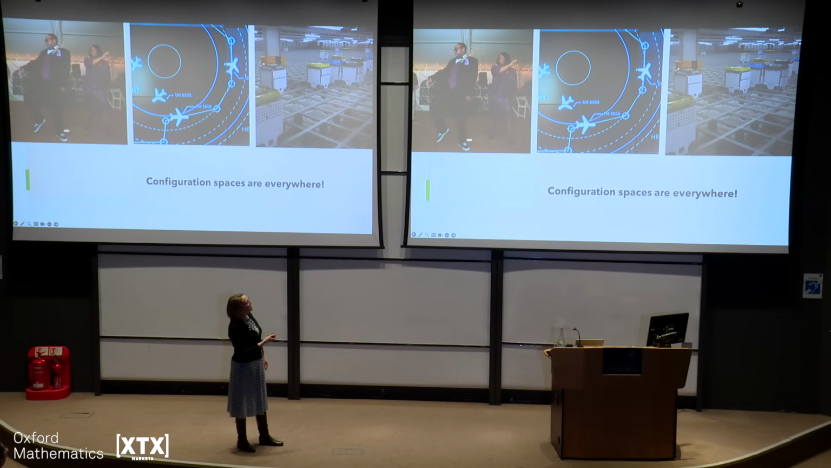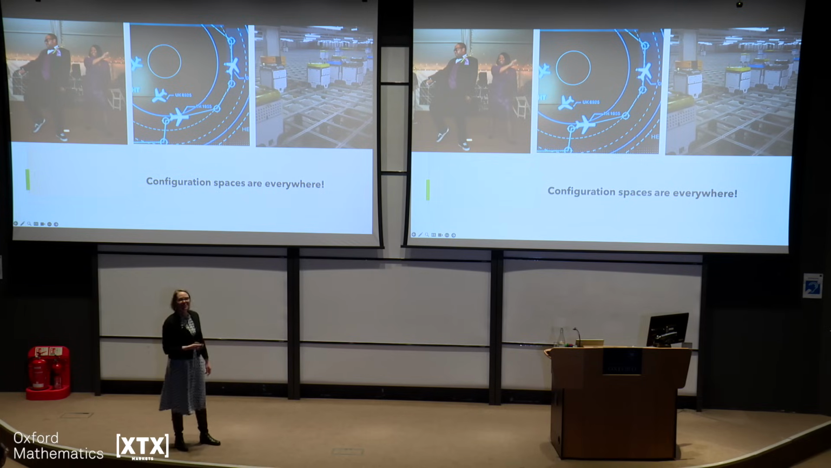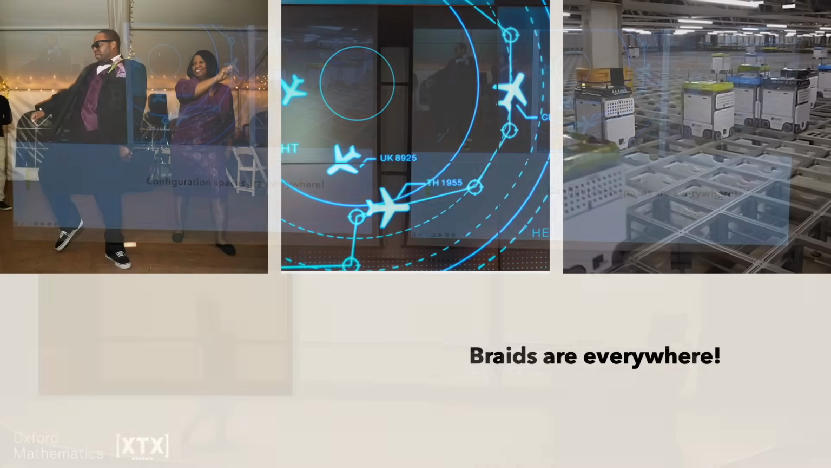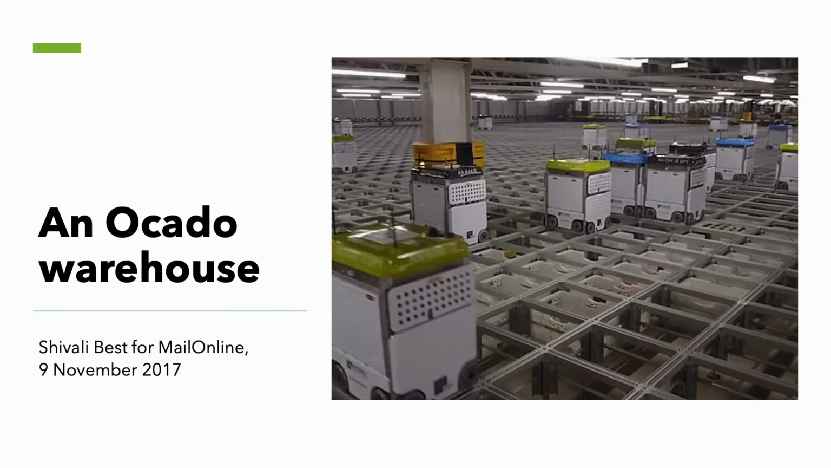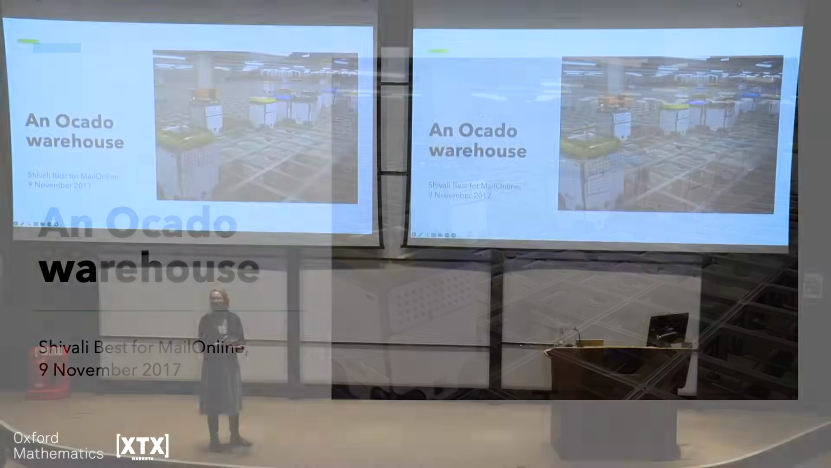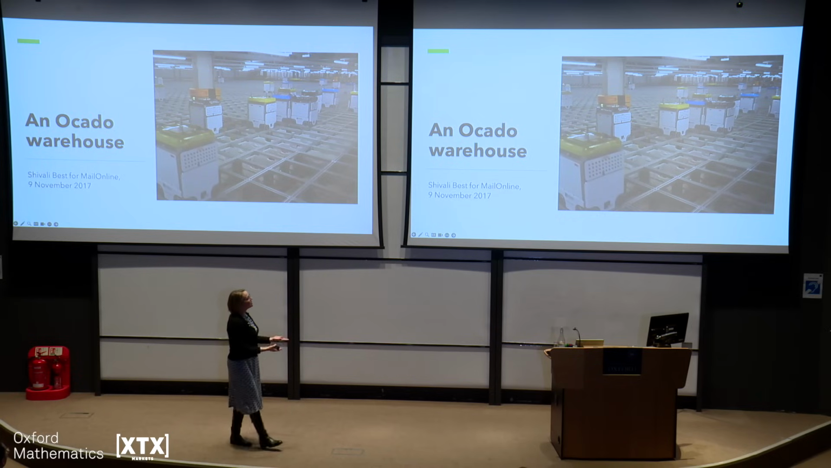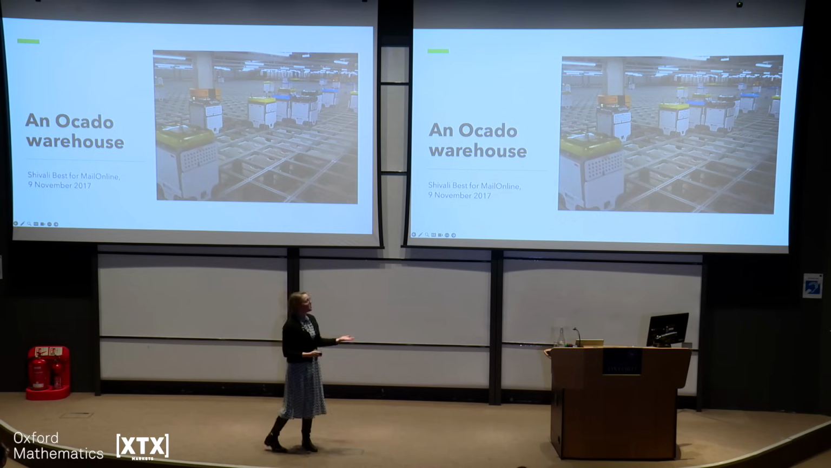Now, what about over here? Does anybody know what this picture is? Somebody said it. Yes, this is an Ocado warehouse. And guess what? Its floor is just a configuration space. They don't want their robots to crash into each other, so they definitely have a vested interest in understanding the space in which their robots can move around. This is a really important example of configuration space.